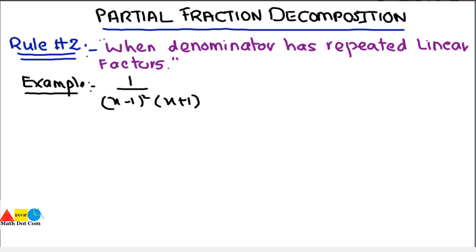Now, what is meant by repeated linear factors? It is clearly shown here that in the example, x minus 1 has a square. It means x minus 1 is repeating. So when a certain factor is repeating itself in such a way that it has a square, then we can say that the given factor is repeating itself. So, how can you solve such fractions and decompose them into partial fractions?